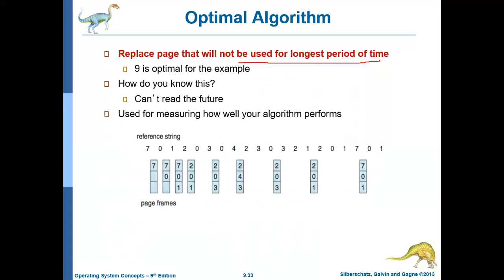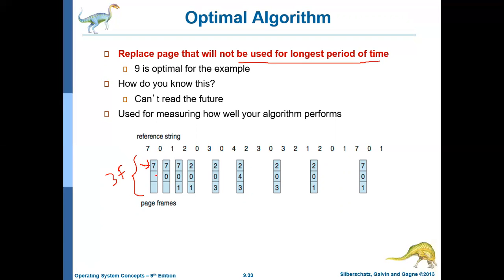Let us take the same original example, 7, 0, 1, 2, and work it out with the optimal replacement algorithm. Let us also assume that there are 3 free frames. Initially 7 will create a page fault. It will be moved from the hard disk to the main memory and occupy the first location. Then 0 will create a page fault.